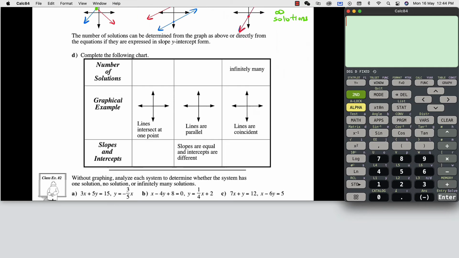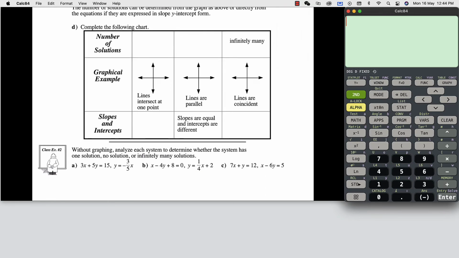Okay, so let's move down to part D here. So we have a chart right here, and complete the following chart. So it tells us the lines intersect at one point. So that means we got one slope and another slope, and they intersect at one point. So what do we have here? We have one solution. And what do we know about the slopes and the y-intercepts? The slopes and the y-intercepts are different.